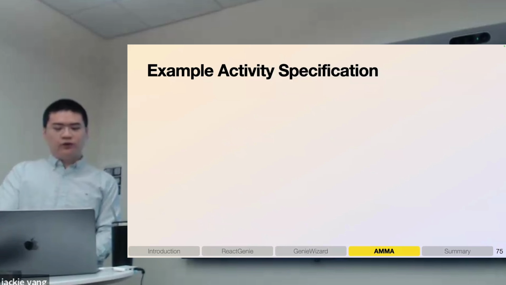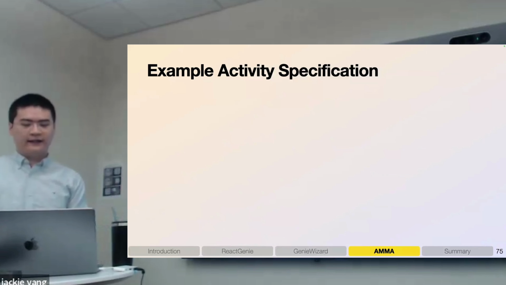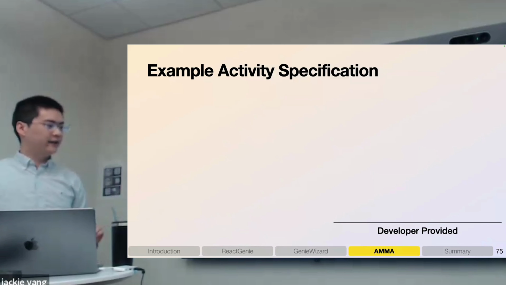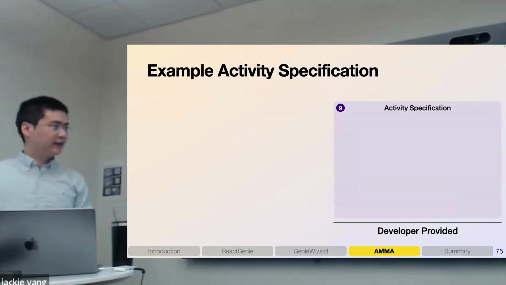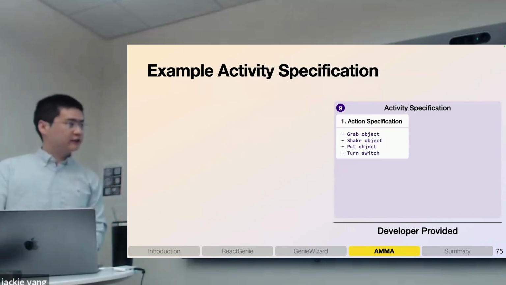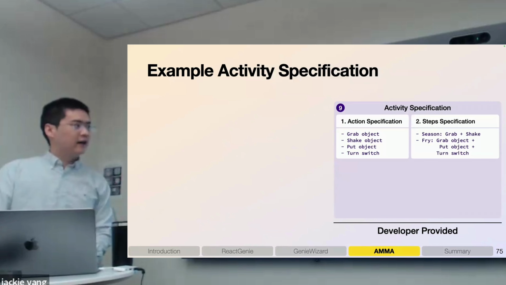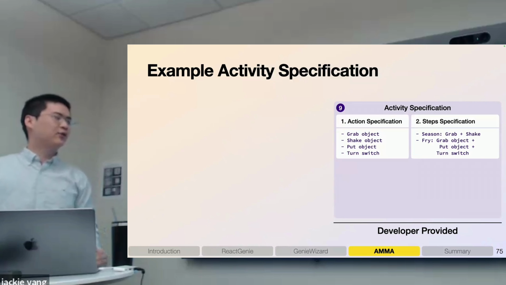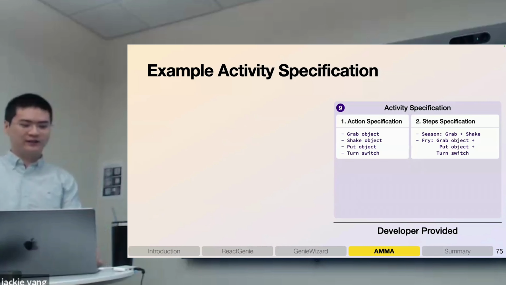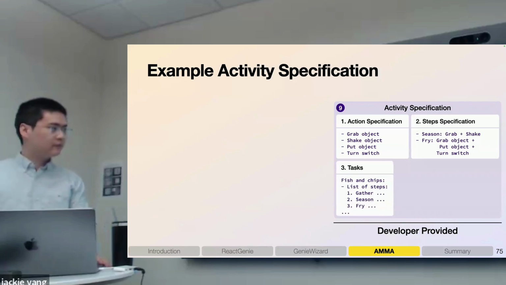We design AMA as an easy-to-adopt development framework for creating adaptive guidance applications. The developer starts by providing an activity specification that provides actions, which are the low-level trackable actions in the activity, and they also provide steps, which are higher-level steps that group related actions together. And this is the level at which we give guidance. So we would tell people to fry something, but we wouldn't tell them to grab a pan, put the object in there, and then turn a switch. That would be too low level.